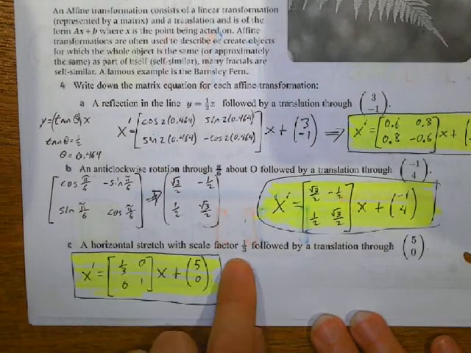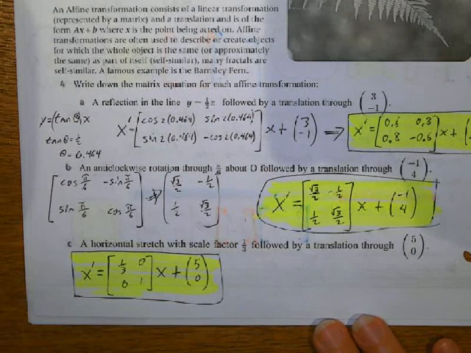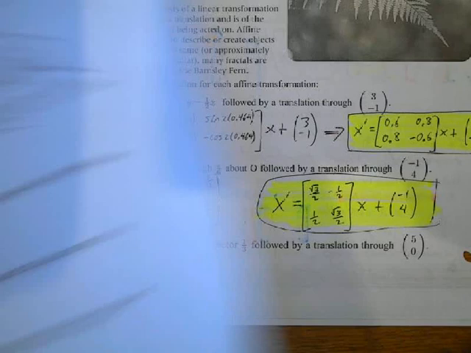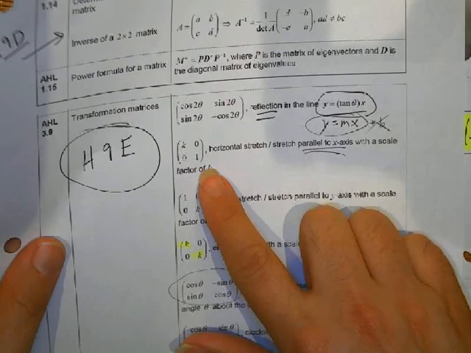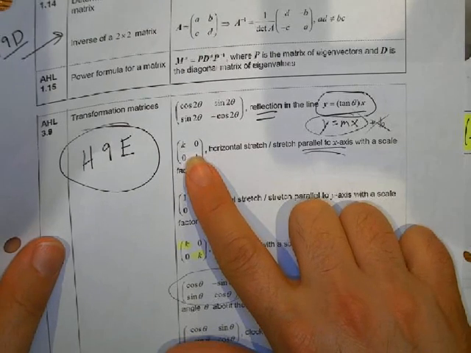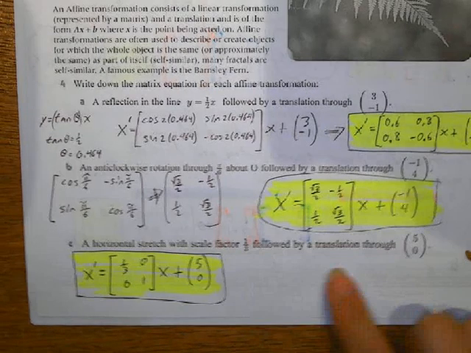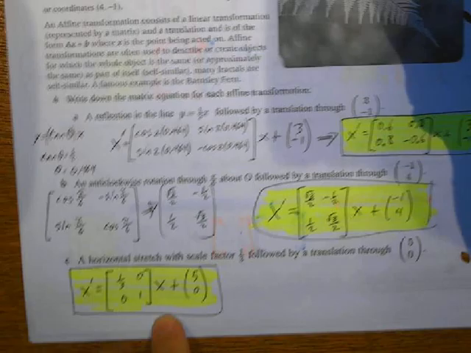Okay, horizontal stretch, scale factor of 1/3. So I go over here, horizontal stretch. I'm going to be doing this, and instead of k, I'm going to be having 1/3. Okay, there's my affine transformation.